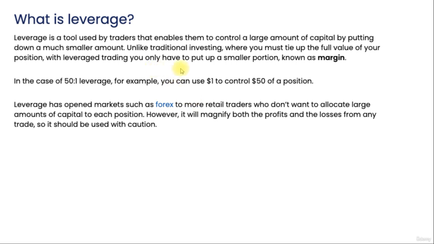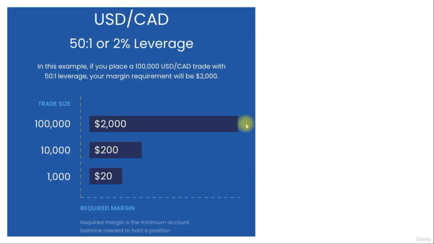So leverage is a tool used by traders that enables them to control a large amount of capital by putting down a much smaller amount. Unlike traditional investing, where you must tie up the full value of your position, with leverage trading you have to put up a smaller amount known as margin. In case of 50 to 1 leverage, for example, you can use $1 to control a position of $50. So leverage has opened forex markets for many retail traders who cannot allocate large capital to their positions. However, leverage can also magnify your profits and can also give you very large losses.